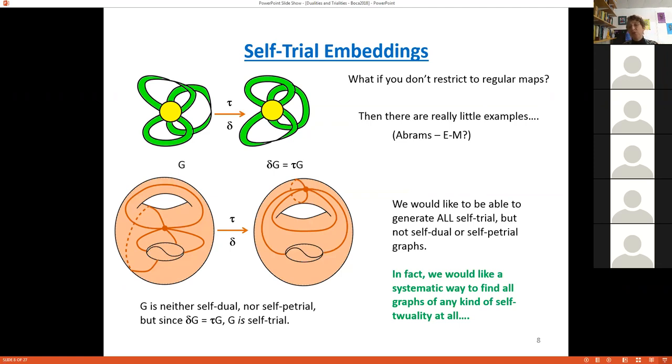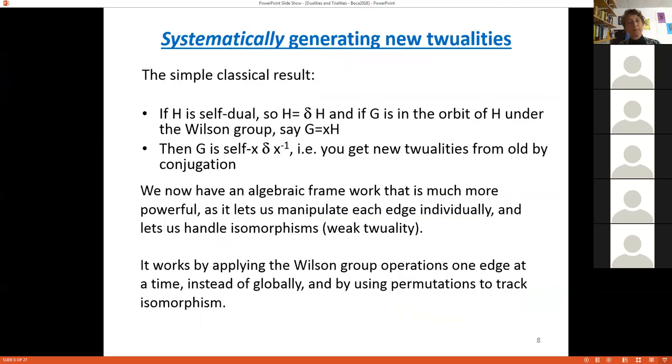So what we would like to be able to do is generate all self-trial but not self-dual or self-Petrie graphs. In fact, we would like to have a systematic way to find all graphs of any kind of self-duality our little hearts desire, because we're just greedy people. Okay, so here's how you go about systematically generating these new dualities. There's a very simple classical result that underlies this idea. If you have any graph that's self-dual, and you've got some other graph that's in its orbit under the Wilson group, so G is do something to H, then H is self-whatever you get by conjugating. So you get new kinds of dualities by conjugation when you're doing the global Wilson group.